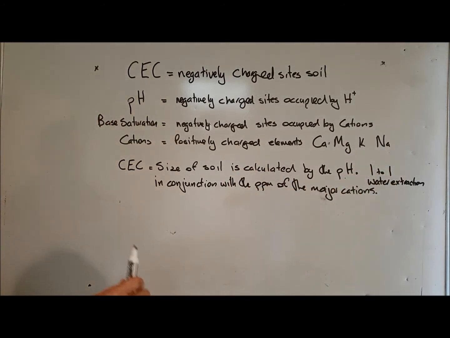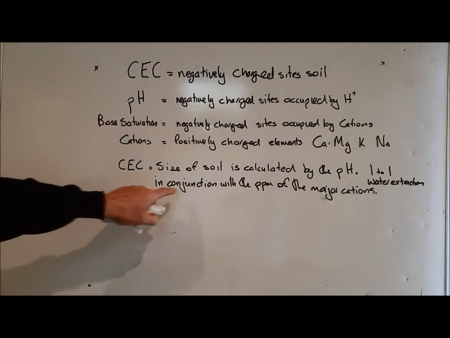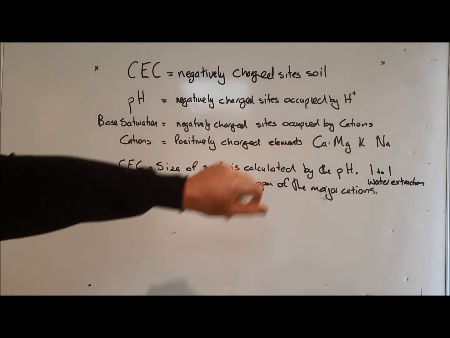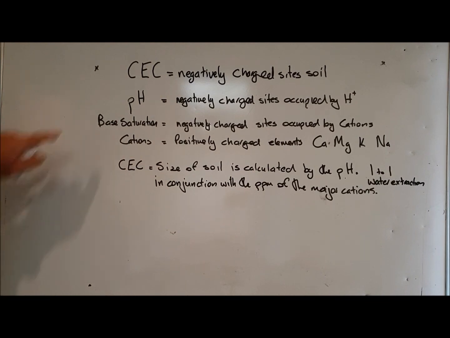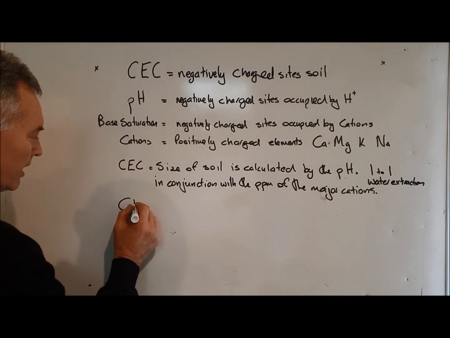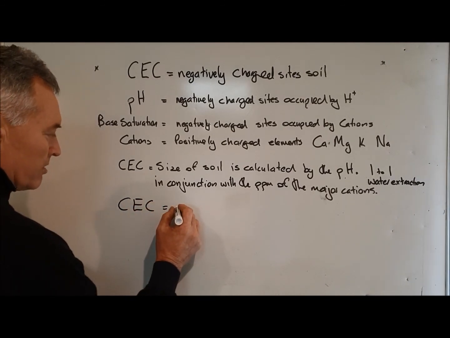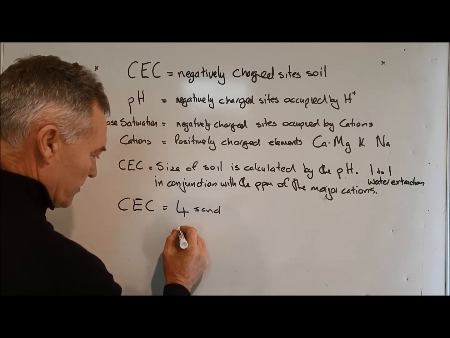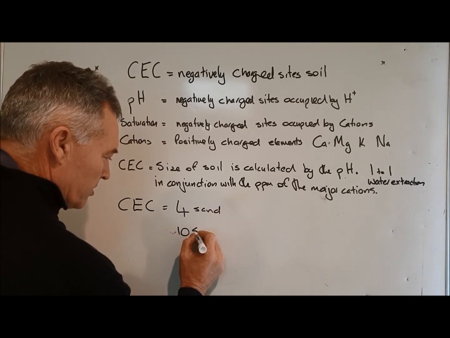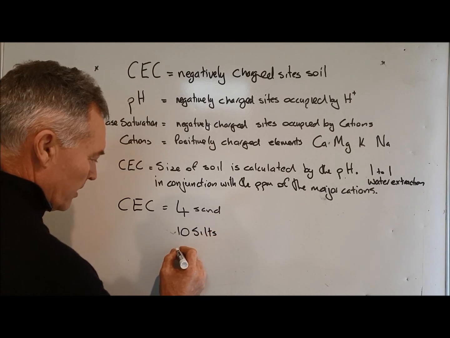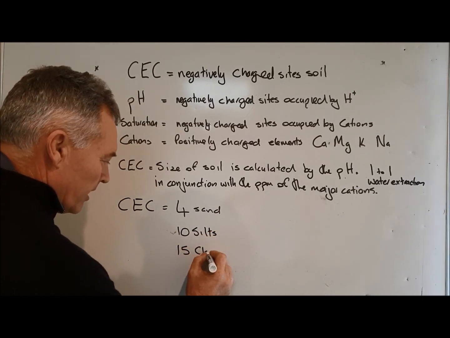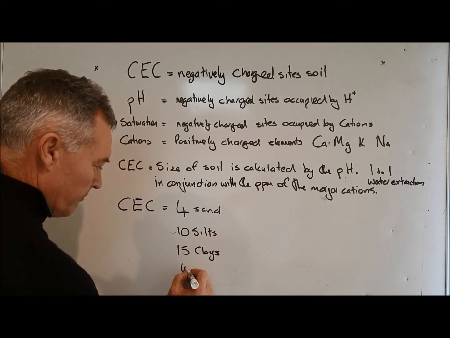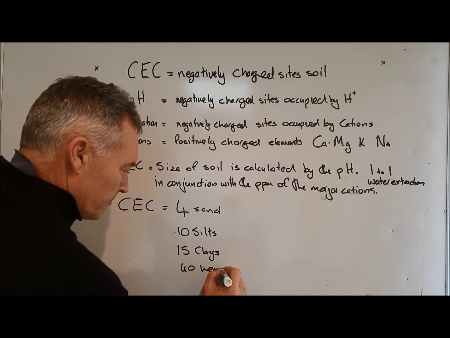We won't go into the equation, but when they use the equation of the pH and the amount of the major cations, then it's calculated up to the CEC, and that will be expressed in a number, and it can say, starting at 4 for sand, going to 10 for silts, just for example, 15 for clays, and then right up to 40 for heavy clays and peats.